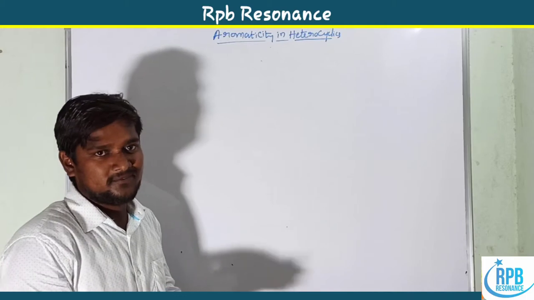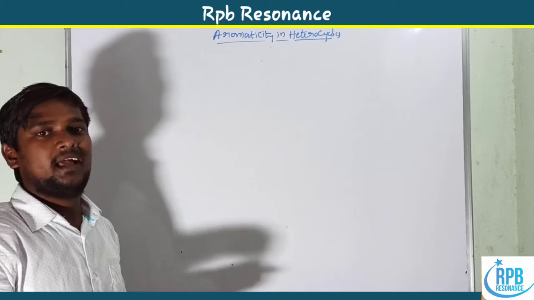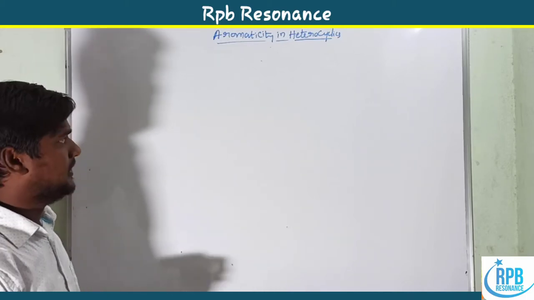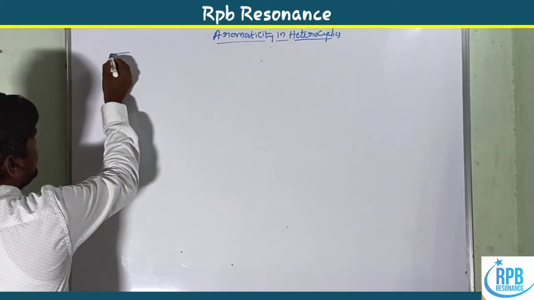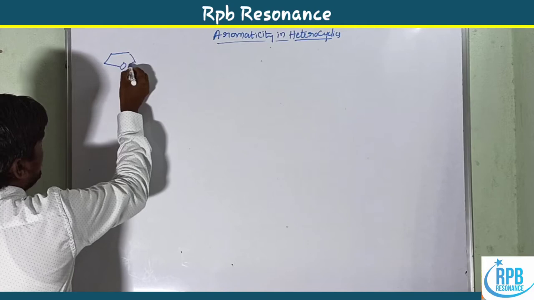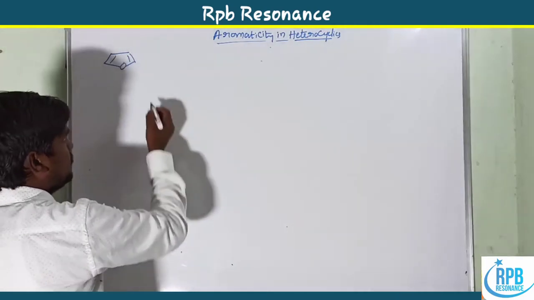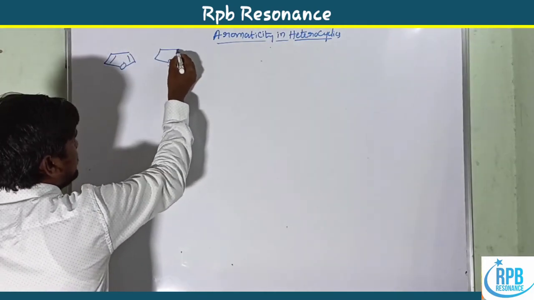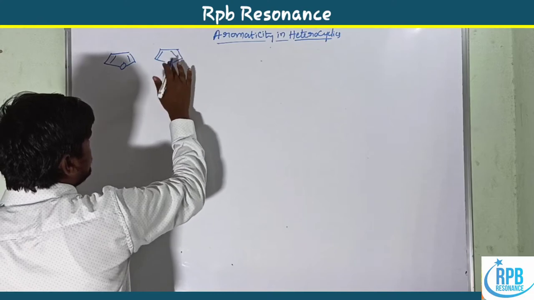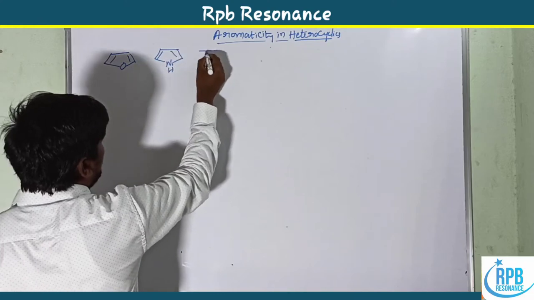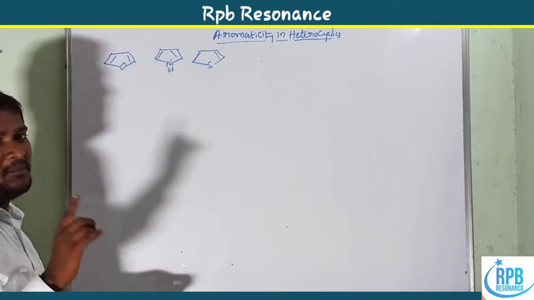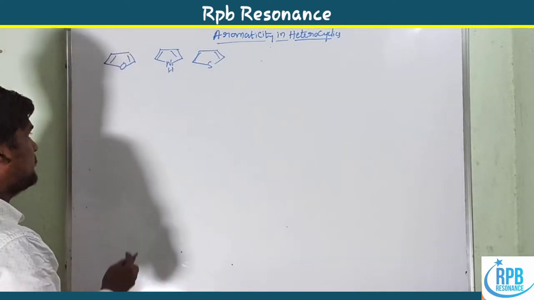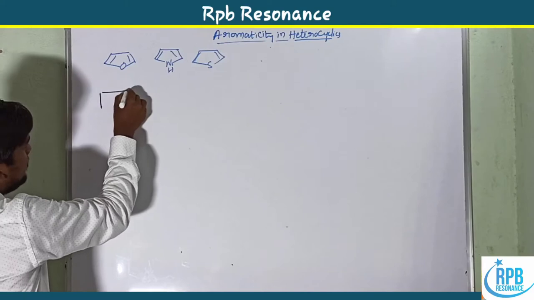How do you identify the aromaticity of heterocyclic compounds? Now let's move on to the different kinds of heterocyclic compounds. Here it is the 5-membered rings with mono-hetero atoms like furan, we know that. So this is thiophene, pyrrole. Okay, these are the 5-membered rings with mono-hetero atoms. Now the 5-membered rings with 2 hetero atoms.